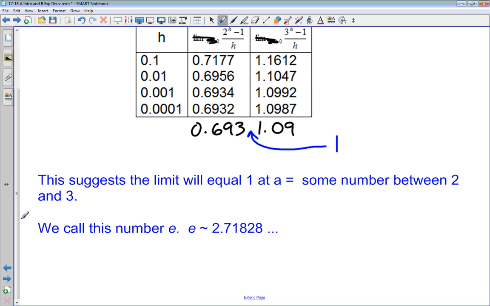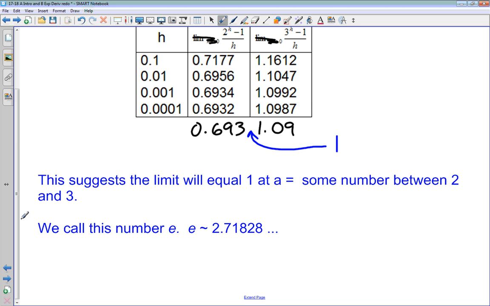And this is the number that we refer to as e. e is approximately equal to 2.71828, and so on and so on. We can't say exactly what it is equal to because it's an irrational number, and those decimal places just keep going on and on.